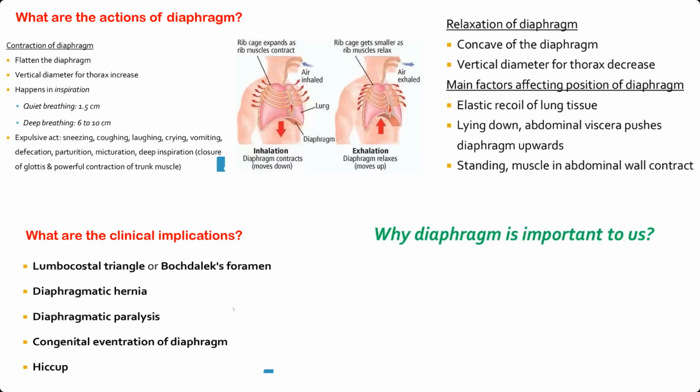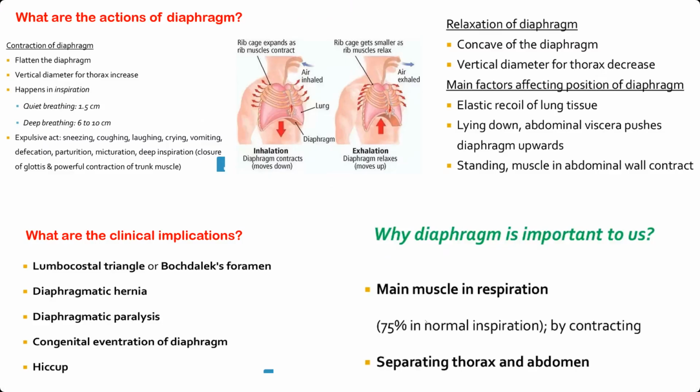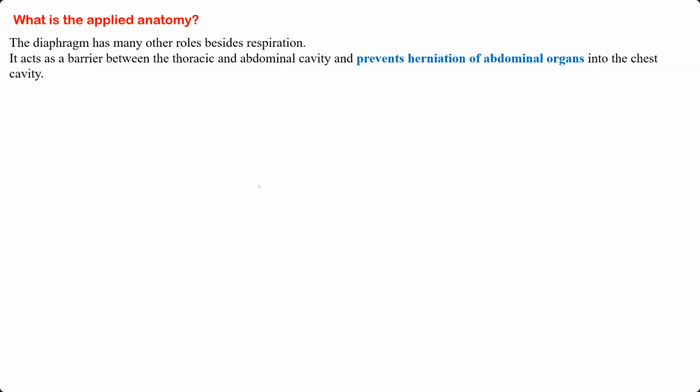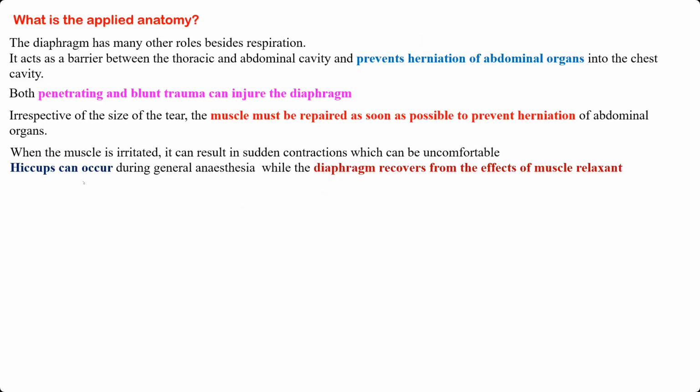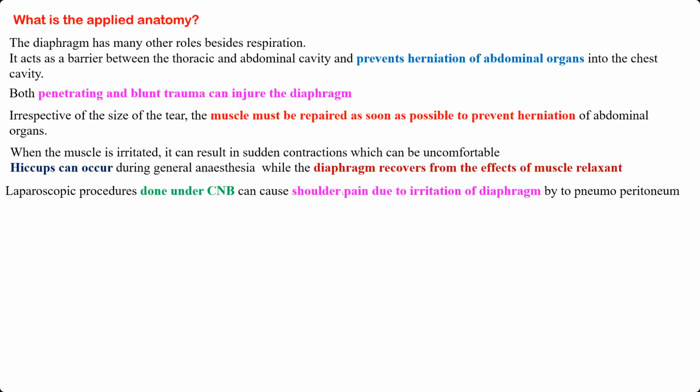Okay, so that is a very important thing. So the diaphragm is important for this. And the applied anatomy of the diaphragm: besides respiration, it prevents herniation of abdominal organs. Penetrating or blunt trauma can injure the diaphragm, and the muscle must be repaired as soon as possible to prevent any herniation. And hiccup during anesthesia usually happens because the diaphragm recovers partly from the muscle relaxant at that time. And laparoscopic procedures can cause shoulder pain because of the irritation of the peritoneal side of the diaphragm.